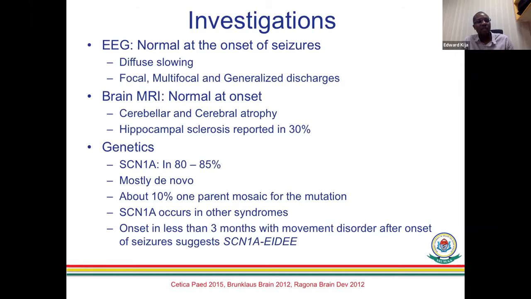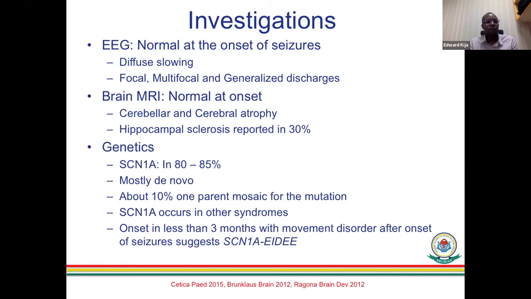This is one of the syndromes which has been well studied when it comes to molecular genetics. Up to 85% of the patients have a mutation in the alpha-1 subunit of the voltage-gated sodium channel, SCN1A. This is a loss of function mutation, which leads to Dravet syndrome. In most cases, the mutation tends to be a de novo mutation, but it has been reported that in up to 10% of the patients who have the SCN1A mutation, one parent is mosaic for the mutation.